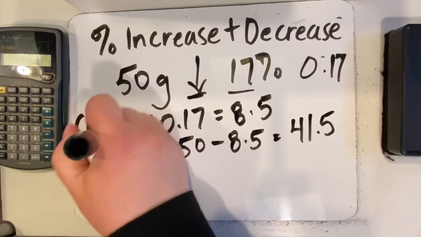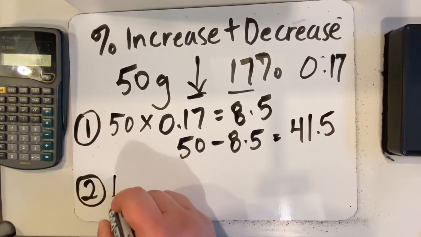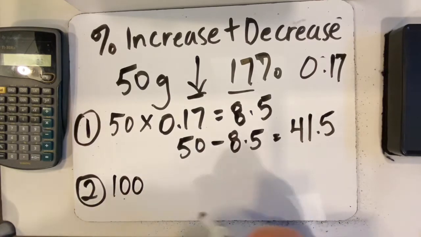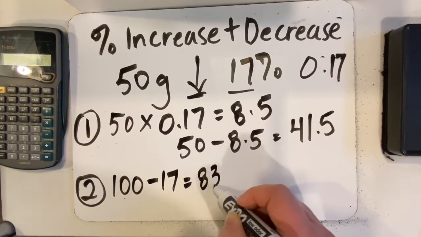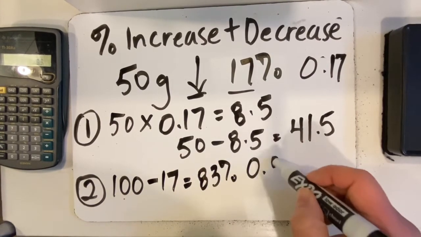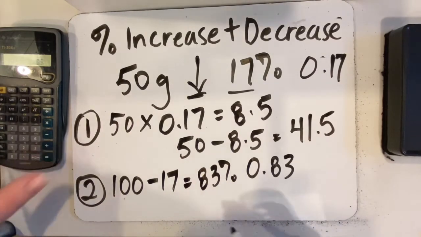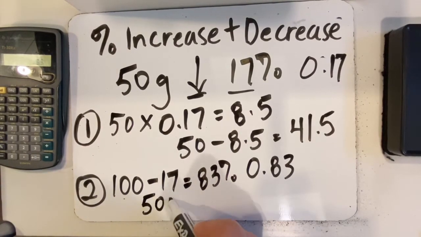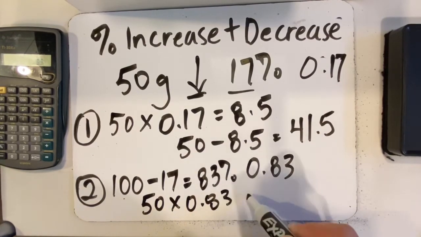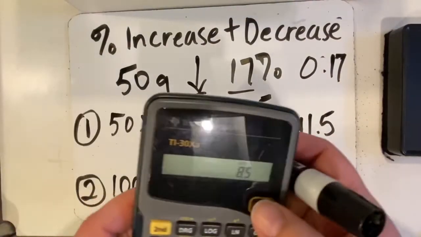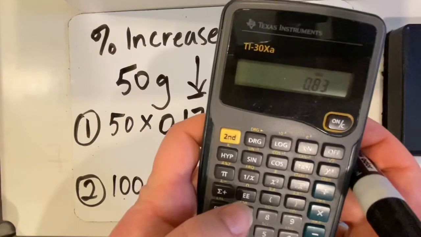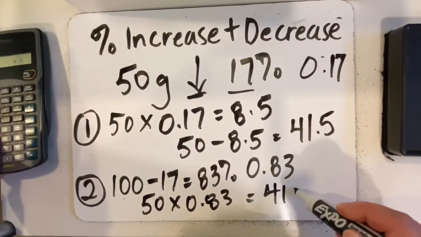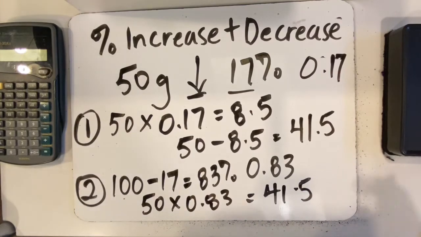Now, what do we do in method 2? This is a decrease. We take 100%, that's the original price. We subtract the percentage off, and then we'll have 83%. Its decimal is 0.83. And then we multiply that by the original price. So this is more like a one-step problem, and method 1 is a two-step problem. 50 times 0.83 is 41 and a half. So we get the same answer. Both ways work. Doesn't matter to me which way you want to do it. You have to decide that for yourself.